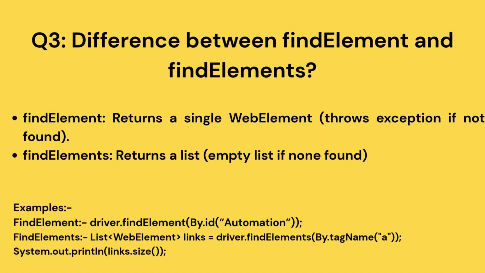So the next question is the difference between findElement and findElements. Now findElement returns a single web element, and throws an exception if not found. In case of findElements, it returns a list, an empty list if none found. Also, we can give an example like findElement is driver.findElement function By.id and findElements is List. So we use the List interface and this is the code.